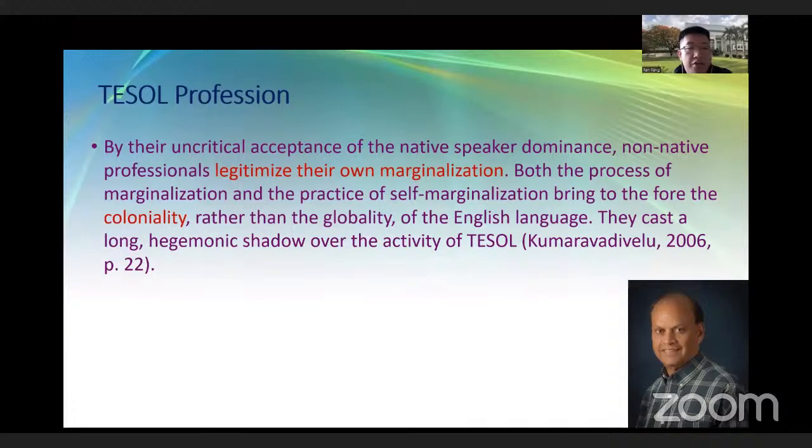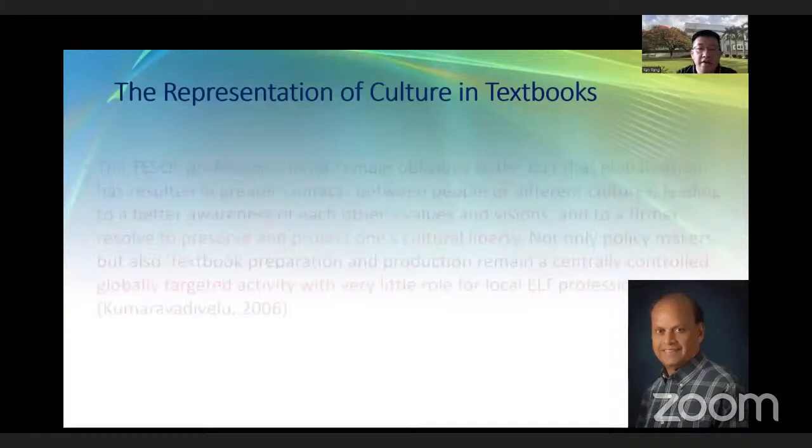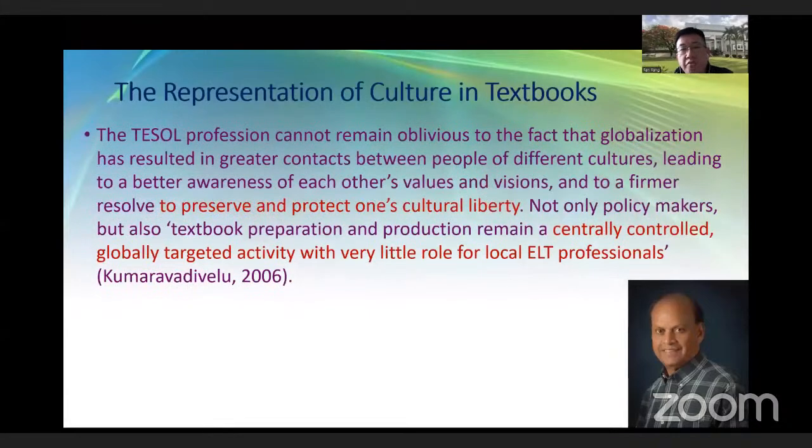They cast a long hegemonic shadow over the activity of TESOL. That's why, as scholars, we recognize that TESOL is in transition. So how do we promote multilingual education? How do we recognize mother tongue, the role of people's linguistic repertoire in education? Right. And this also goes to the representation of culture in textbooks.